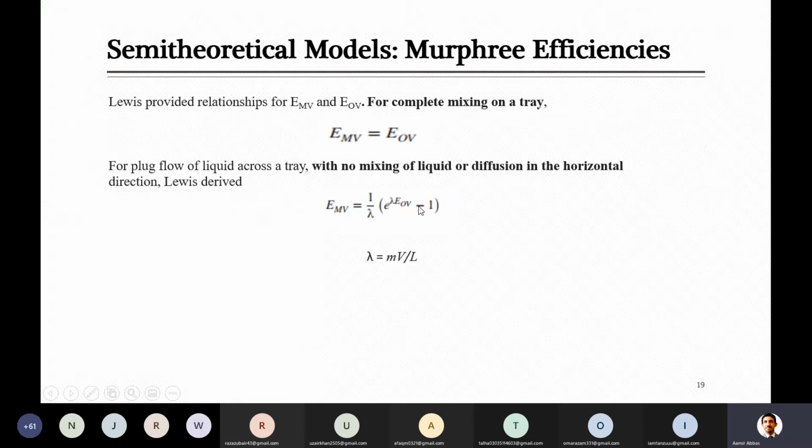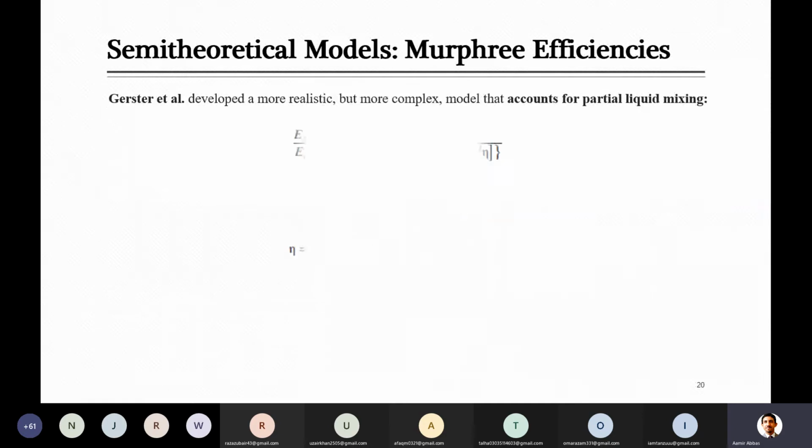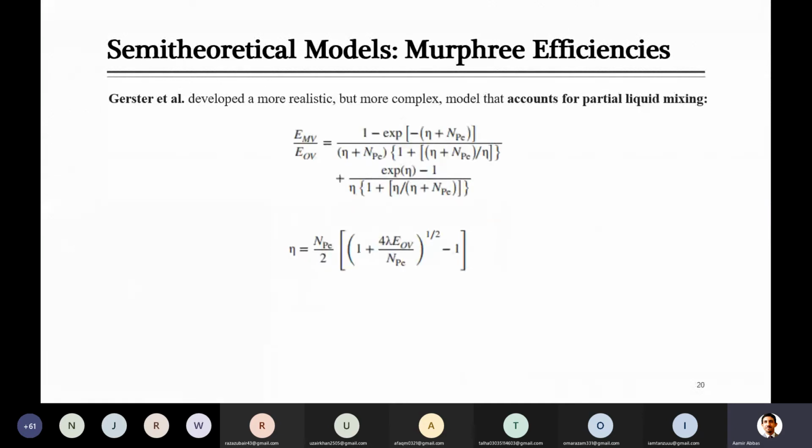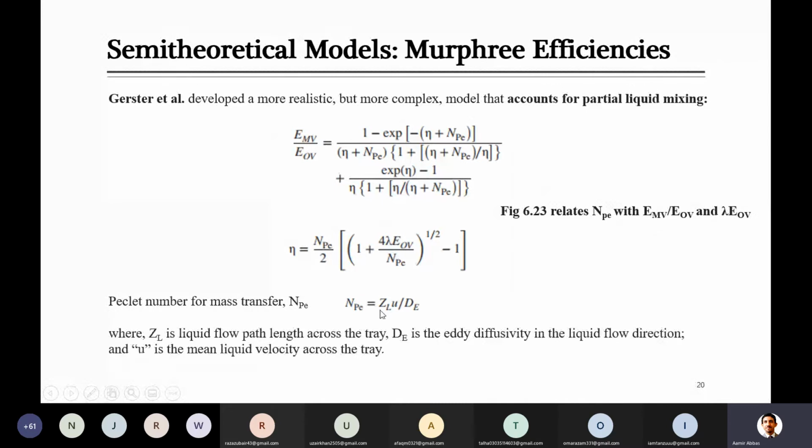But as I said, these are too extreme and most of the time they are not possible, so there is a solution for in between or partial mixing, and that can be found either by using this equation or otherwise we can find it with the help of some diagram. So that's the more preferred way. And in that there is a Peclet number, and we said this is the ratio between the convective transfer and the diffusive transfer of the mass.